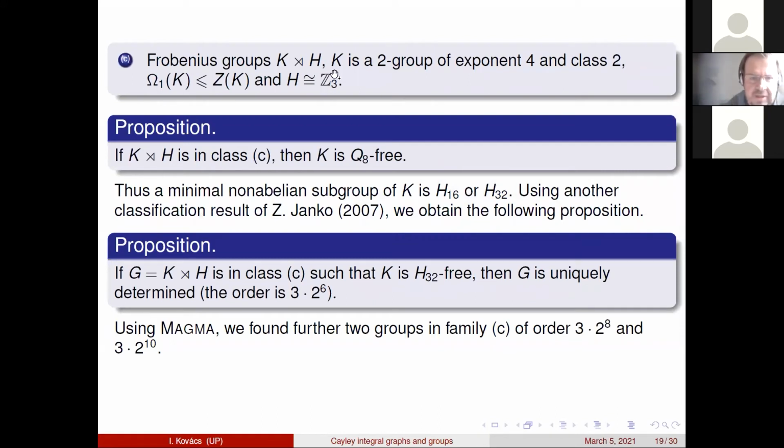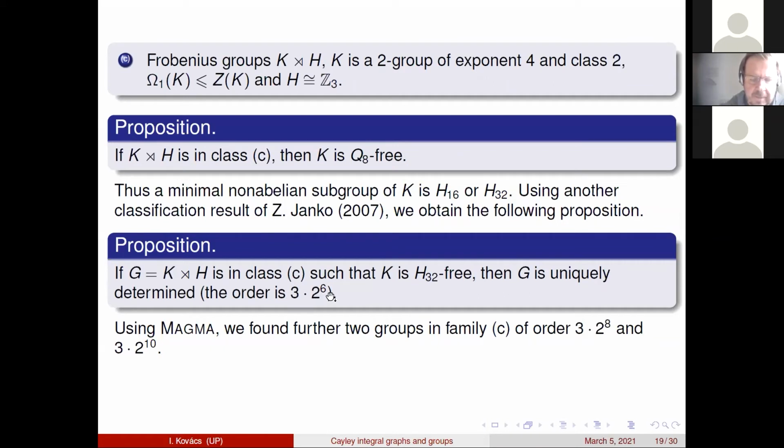So the Frobenius group in this class, we managed to prove that the kernel is Q8 times 3. And Janko also studied the case when the only possibility for a minimal normal subgroup is this group H of order 16. Using this classification, we managed to prove that in the class C, if you assume that the group also doesn't contain these minimal normal subgroups, then there's only one possible Frobenius group, and the order is 3 times 2 to the 6.